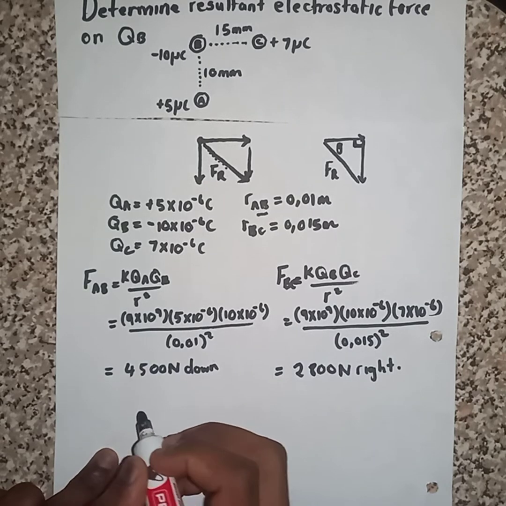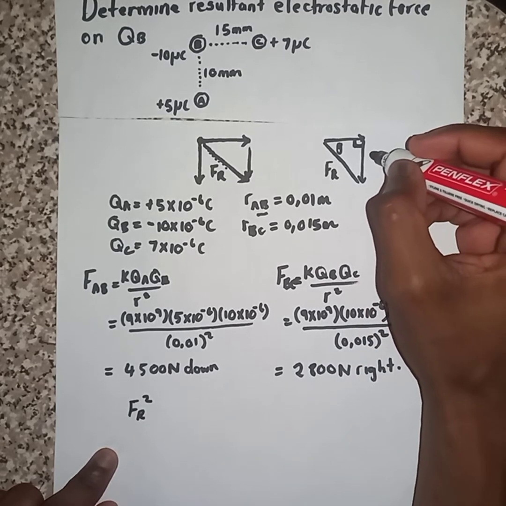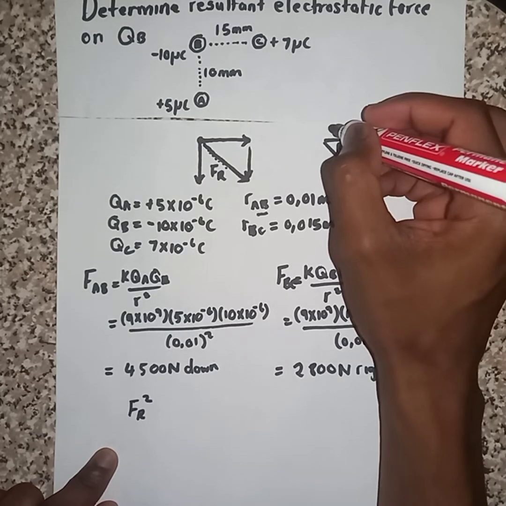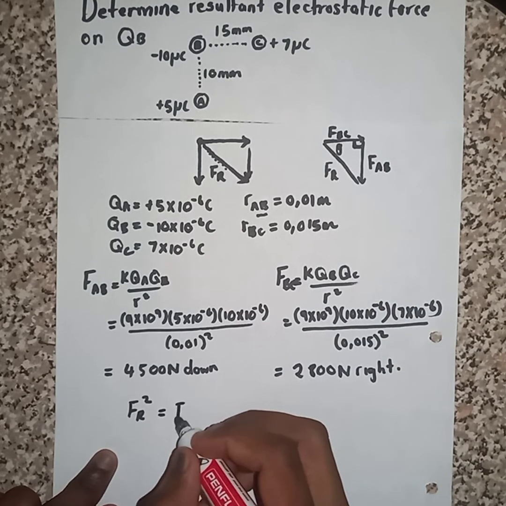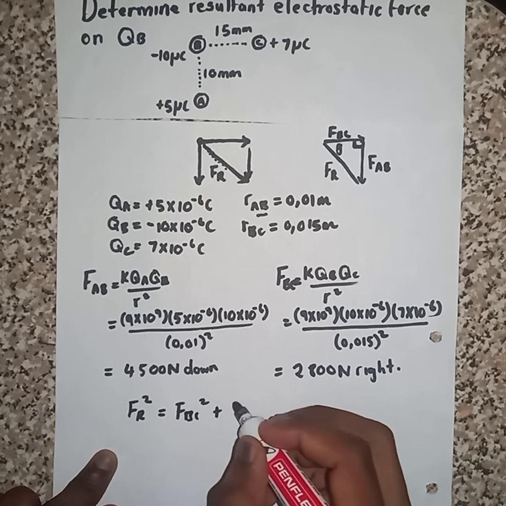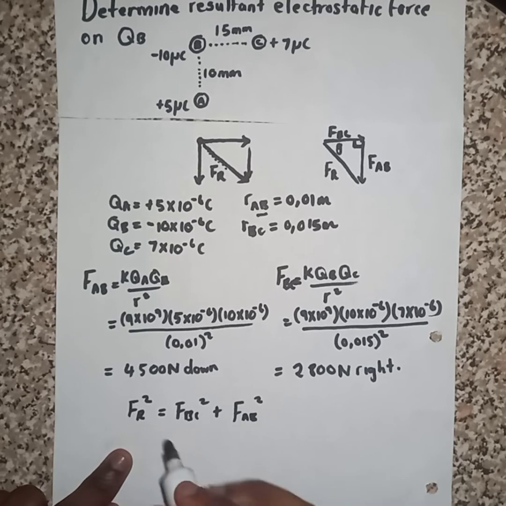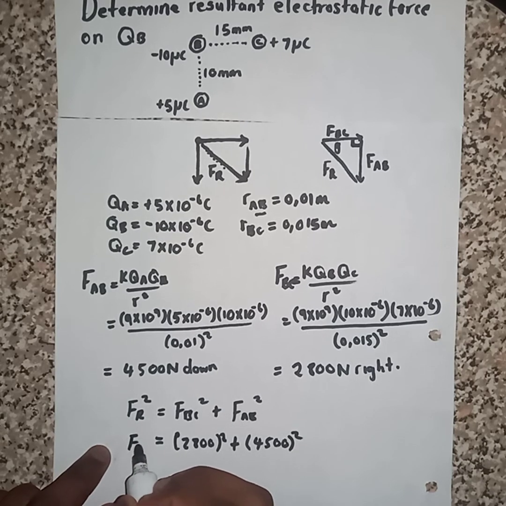Then we are going to say FR squared equals F of AB squared, plus F of BC squared. This side we have F of AB, this side we had F of BC. We use the theorem of Pythagoras to calculate FR. Then you just substitute at this point. For BC, we got 2800, don't forget to square, plus 4500, you square everything. Then this one is going to be your FR squared.